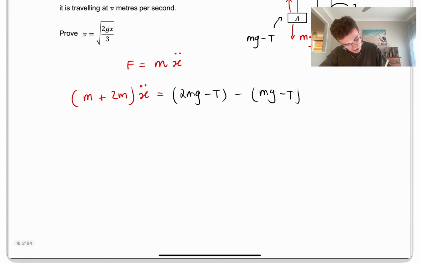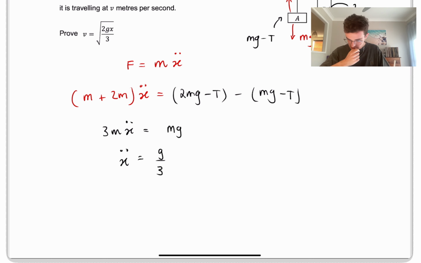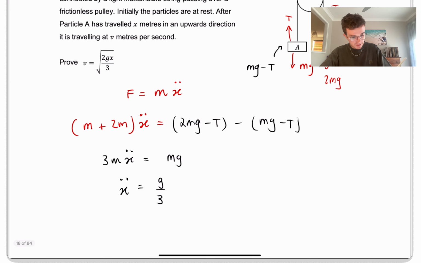Okay, so that's 3m x double dot is equal to, the tensions will cancel, so we get mg, which means x double dot is equal to g on 3. Now we want something that has x in it and velocity, and we don't have x or velocity in this. Now importantly, this g is a constant gravity. Realistically, gravity isn't constant, but for the simplicity of our calculations in this question, it's going to be constant.